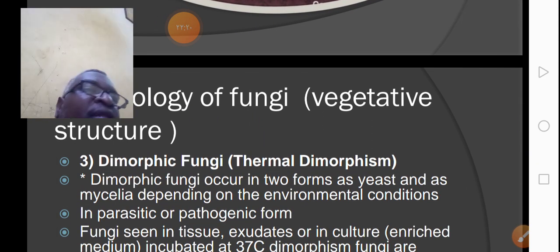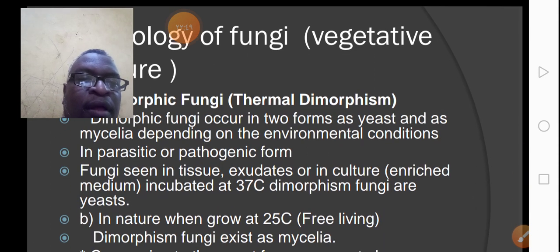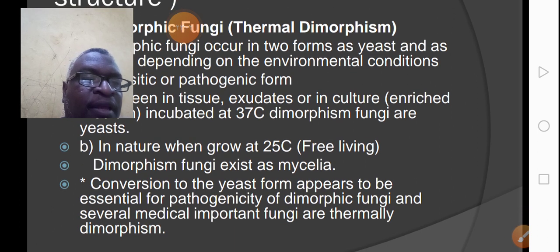And the last topic we want to speak about is dimorphic fungi. We call it thermal dimorphism, which means changing according to temperature. A suitable condition can change it between tissue and culture, changing the morphology. Dimorphic fungi occur in two forms, as a yeast or as a mycelium, depending on environmental conditions. In a parasitic or pathogenic form, fungi are seen in tissue, exudate, or in a culture on a rich medium incubated at 37. Dimorphic fungi are yeast then. In nature, when grown at 25 centigrade, free living, dimorphic fungi exist as mycelium.